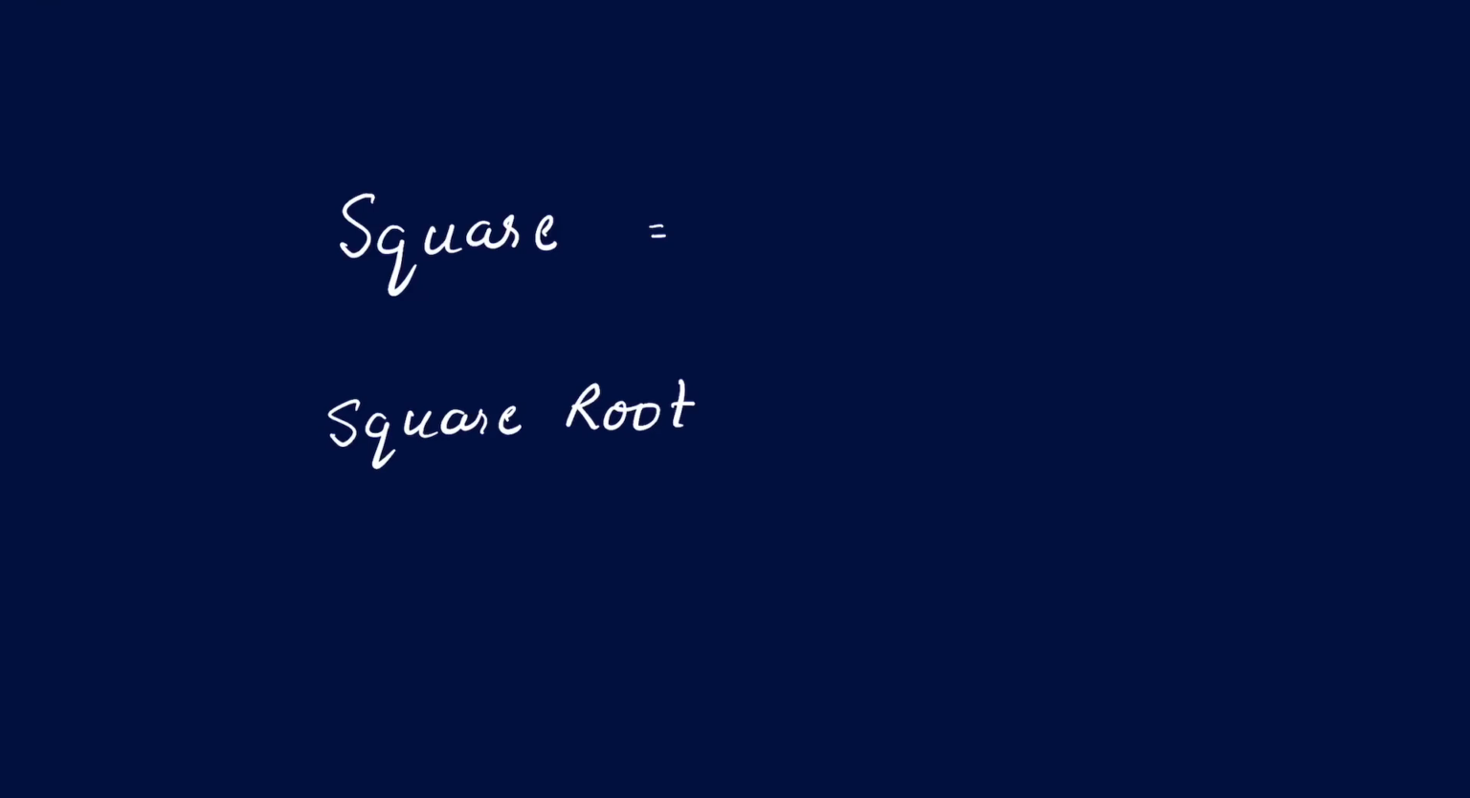Square of a number is a number multiplied by itself. So, square of a number is a times a, or square of 4 is 4 multiplied by 4. A number times itself is the square of that number. We write it like this. Square of 4 is 4 times 4. Square of 5 is 5 times 5.